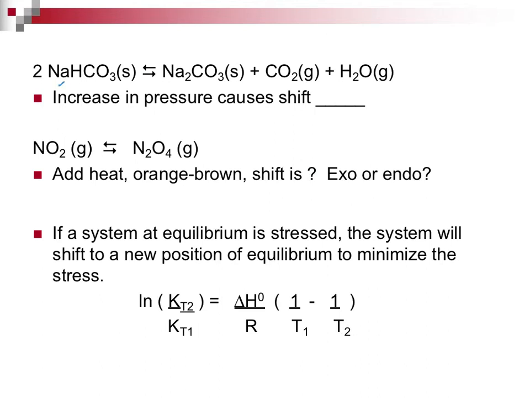Let's say I have sodium bicarbonate goes to form sodium carbonate and CO2 and water. What happens if I increase the pressure? Well, I have 0 gases on the left. I have 2 gases on the right. If I increase the pressure, I am going to shift to the left. Practice these. How about if I have my NO2 gas and my N2O4 gas?